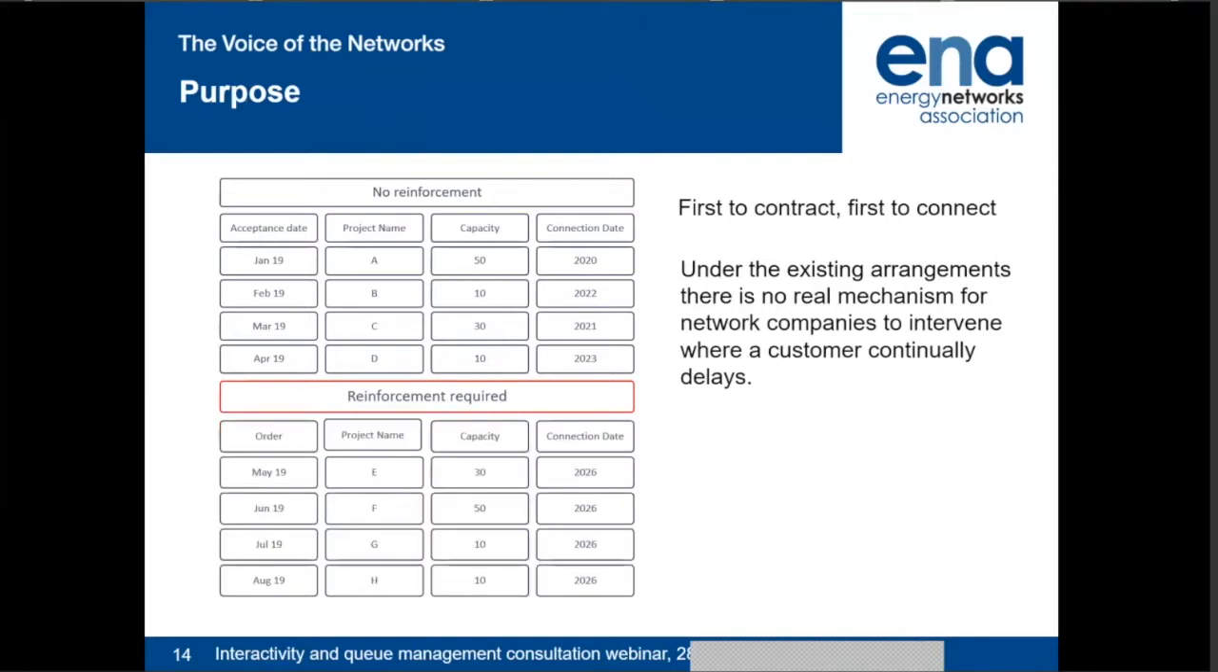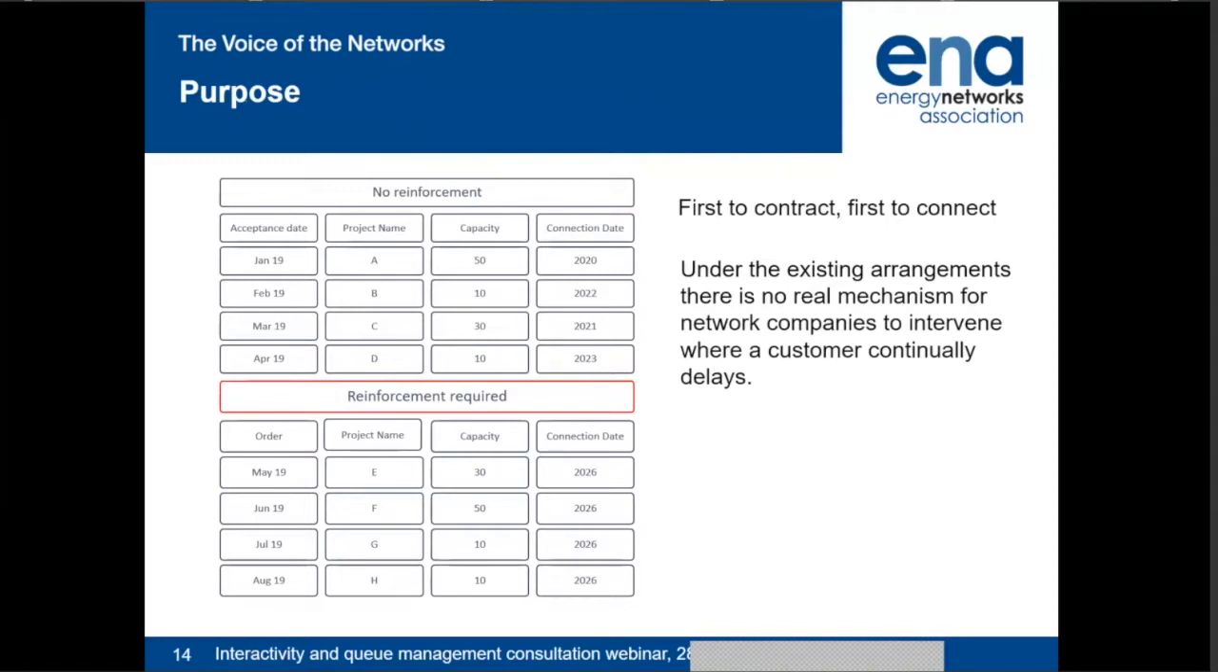Overall, challenges to the first to contract, first to connect policy more commonly occur with projects that sit behind the requirement for a reinforcement. Here we have projects E to H and would all perhaps like to connect earlier but are unable to do so. If in this example either project A or C did not progress, then project E could potentially progress earlier without the need for reinforcement. However, under the current rules, this could only happen if either project A or C sold or were terminated by the network company.